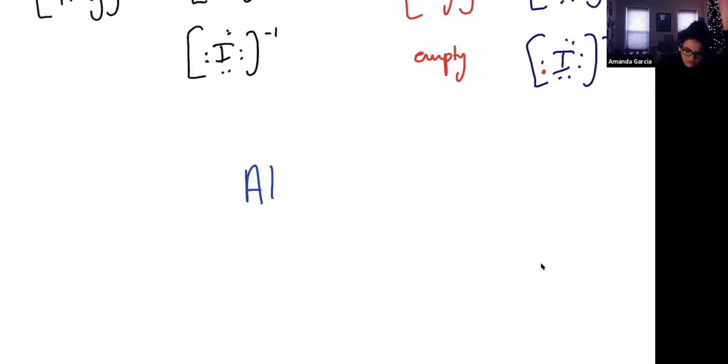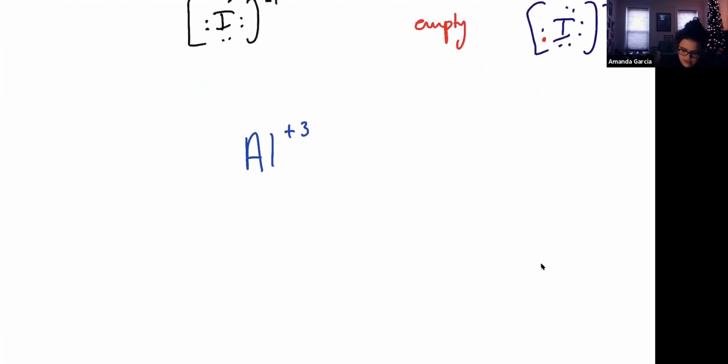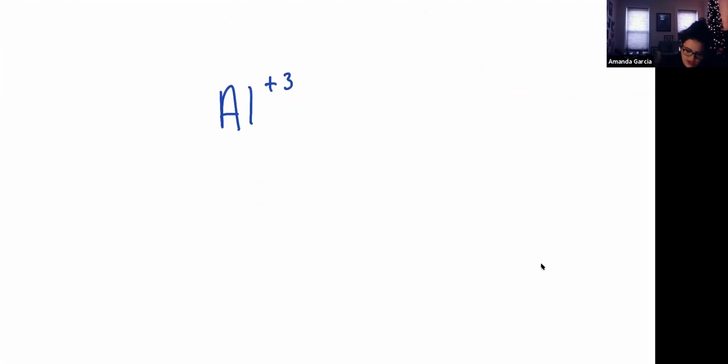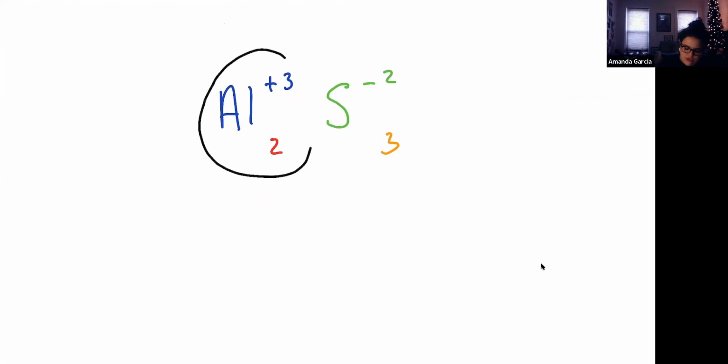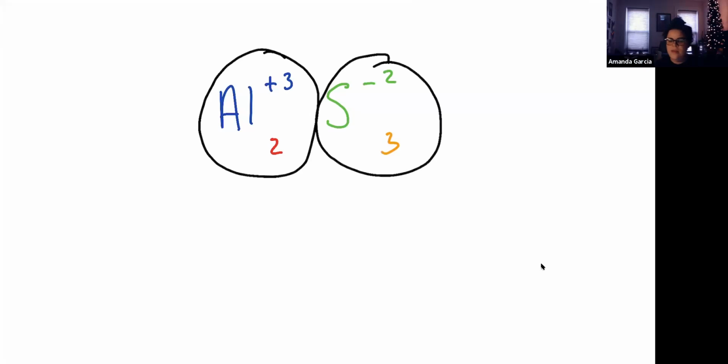We have aluminum, which each started with a charge of +3. And we have sulfur, which each started with a charge of -2. When I crisscrossed, I brought this 2 down here, and I brought the 3 down here, okay? Leaving me with the final compound, Al2S3. What that actually means is that I have 2 aluminums that each have a +3 charge, meaning they've each lost 3 electrons. And I have 3 sulfurs that each have a -2, meaning they've each gained 2 electrons.